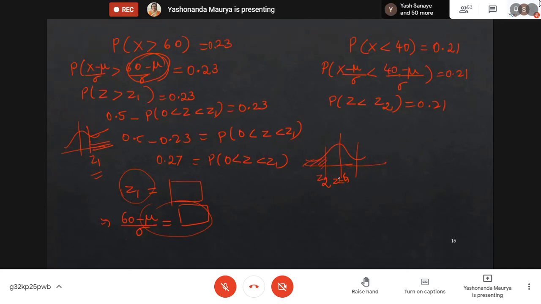So how can we find Z2? We can take the mirror image. So what will be the mirror image? Mirror image will be somewhere here. So probability that Z is greater than Z2 is given as 0.21. This will be nothing but 0.5 minus this expression. So this is nothing but 0.5 minus probability that Z lies between Z2, 0 and Z1.